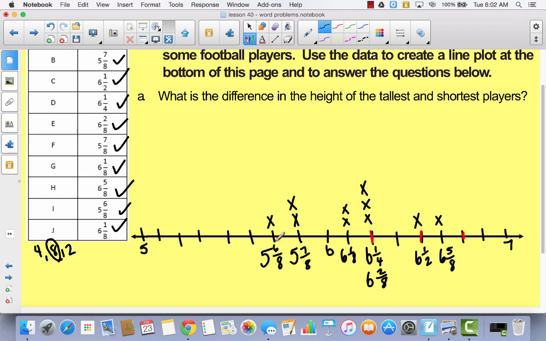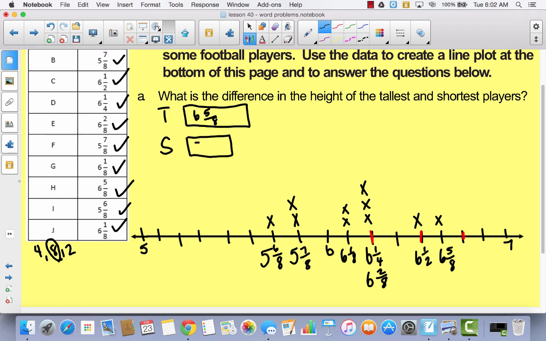Okay, now we're ready to solve some problems using our line plot. What is the difference in the height of the tallest and the shortest players? So which player would be the tallest? Well, the tallest player would be 6 and 5/8. So I've got the tallest player, who is 6 and 5/8. So remember, I'm going to be modeling this. 6 and 5/8. And then the shortest player, so I'm going to put S for shortest, which would be 5 and 6/8.